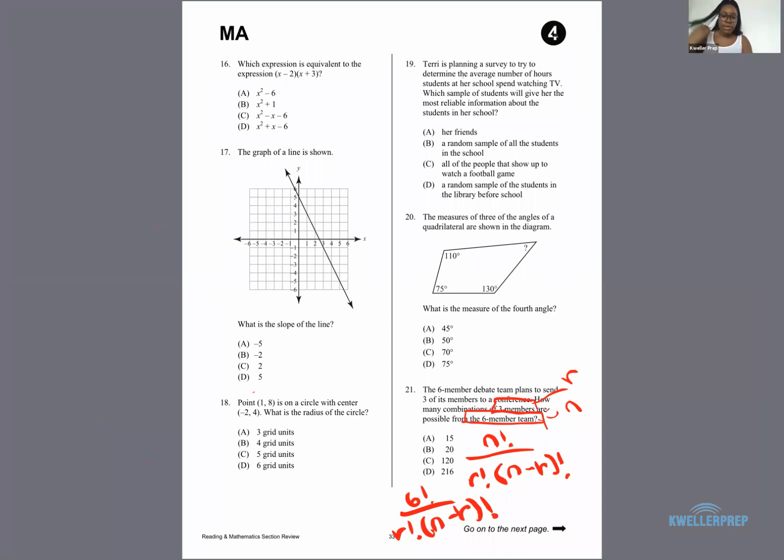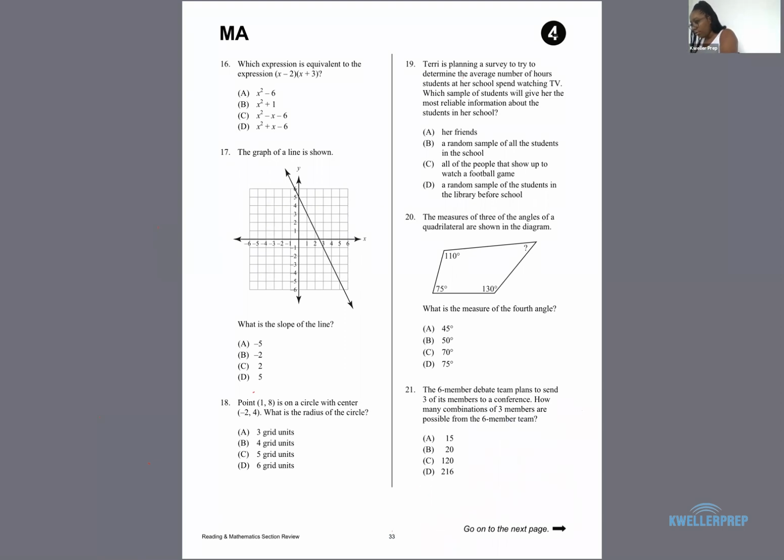Now, Madeline, do you understand what factorials are? Okay. Do you understand a little bit better what I'm talking about? Okay, cool. Let's keep going. No problem. Okay.